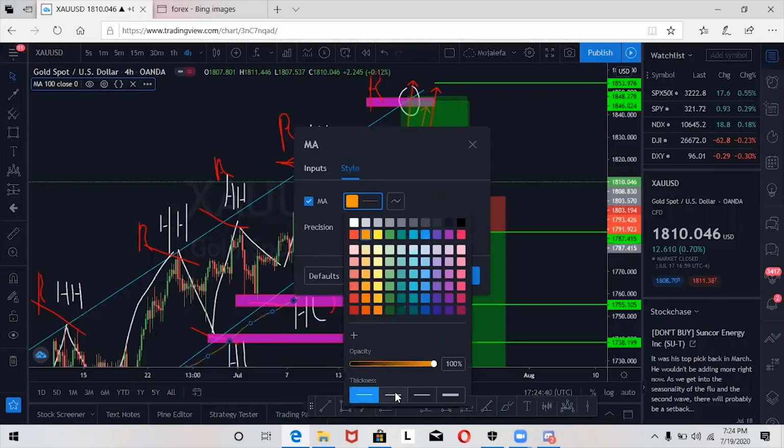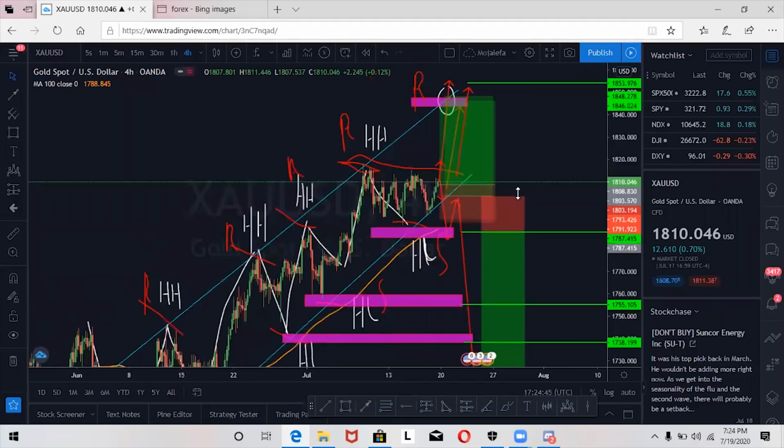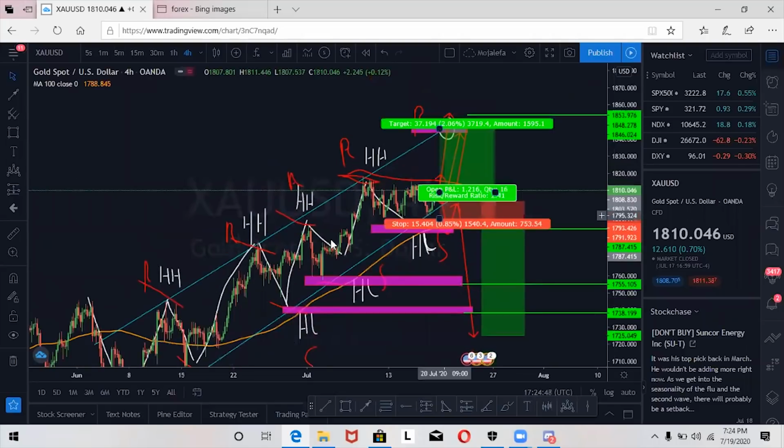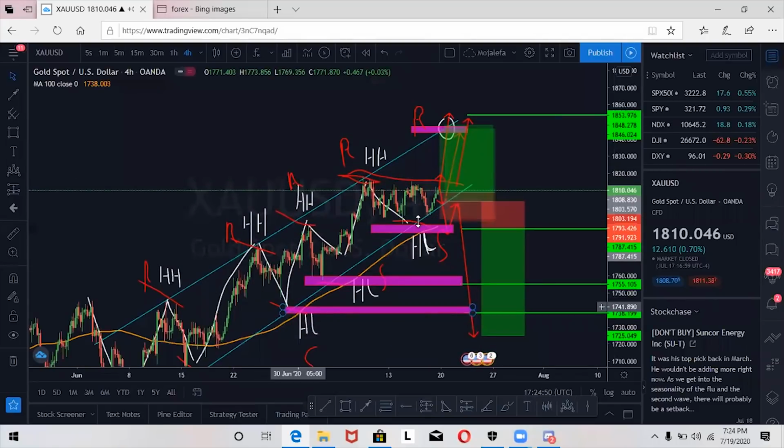So you see, guys, how my moving average behaves. The market was bouncing on top of this moving average. So it's more like my trend line, and more like my support line. We get it. I love the way it moves.